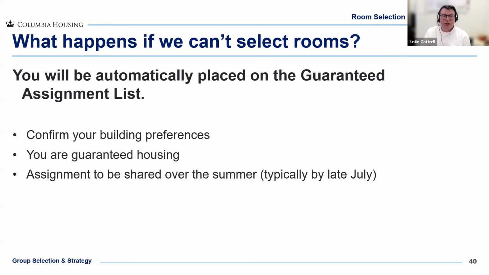Now, what happens if we can't select? Inventory in the residence halls fluctuates depending on class sizes and registrations for housing. This means that some groups may not be able to immediately choose a room during room selection. If no rooms are available during your appointment, you'll be automatically added to the guaranteed assignment list. You'll have an opportunity to submit building preferences and we'll assign you to a room over the summer, which is typically in July.